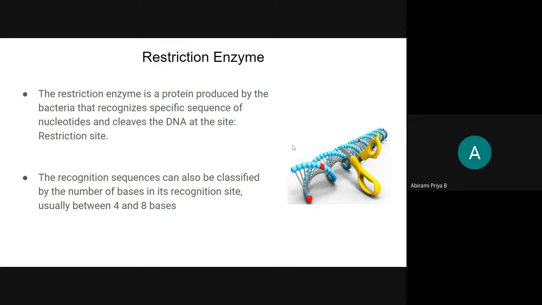Hello, this is Abhirami. I am going to talk about restriction enzymes. Restriction enzymes or endonucleases are proteins produced by bacteria which help in the cleavage of DNA at specific or targeted sites. Thus, they are called molecular scissors. Basically, there are four types of restriction enzymes.